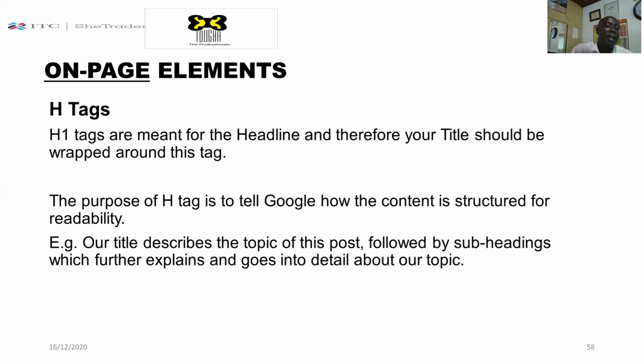So that's an aspect. Then the other aspect is the H tags also. We've talked about title tags anyway. They are mainly for the headline, and therefore your title should be wrapped around this tag. We've talked about it already. Google is once again saying that the purpose of this H tag is to tell Google how the content is structured for readability. So it is very, very important. And it goes on further to say that the title describes the topic of the post, and then it will be followed by the subheadings, which will further explain in detail what goes into the topic.